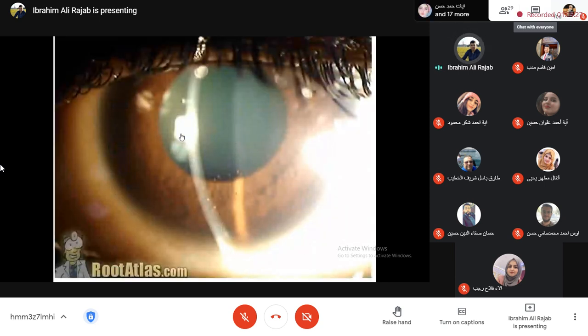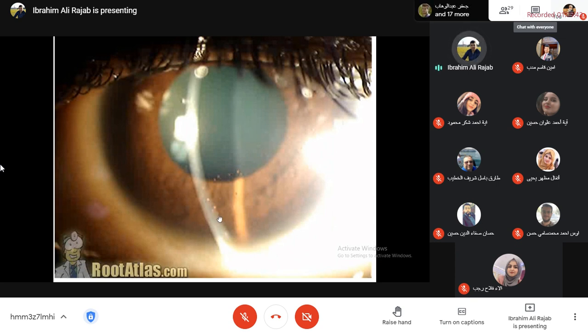This is another picture of keratic precipitate, and you see two slits. One of the slits is on the cornea, the other on the pupil and the iris. Between them there is the anterior chamber.